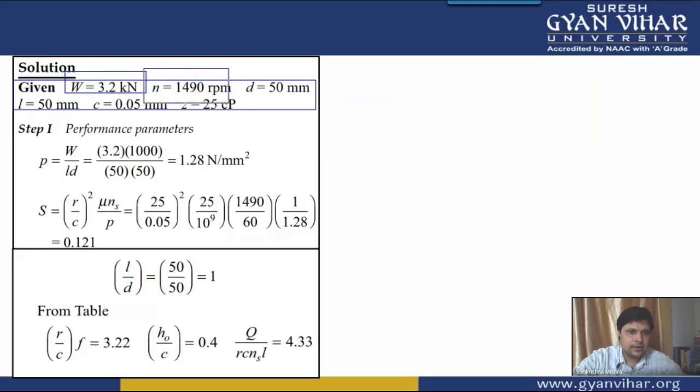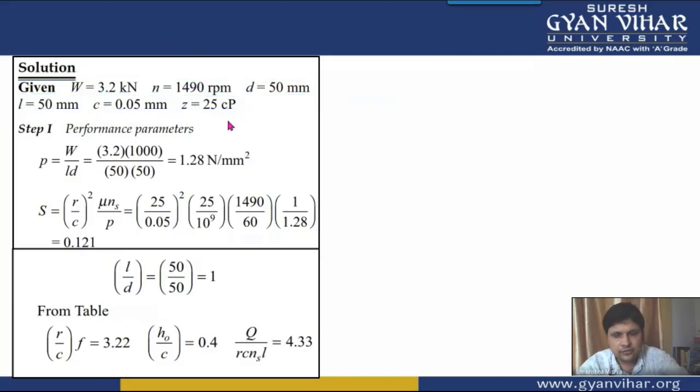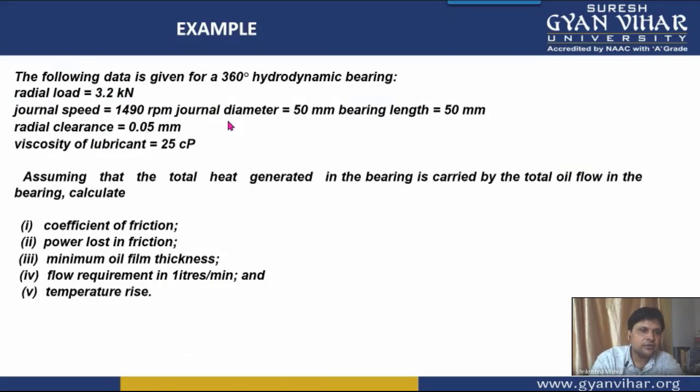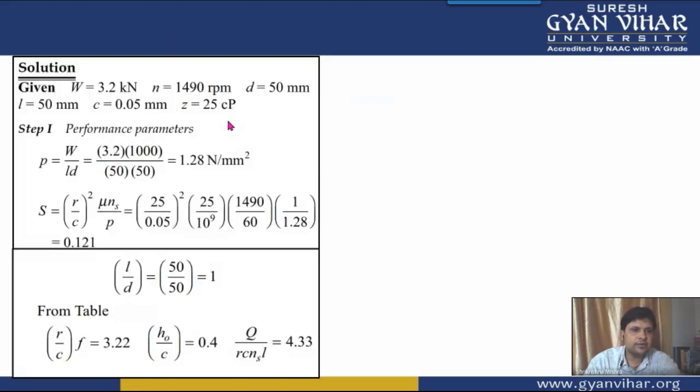Load was given to us, speed was given to us in RPM, diameter of the journal, length of the journal, diameter of the bearing, length of the bearing, clearance, and then viscosity was also given to us. Viscosity was 25 centipoise. Now, first of all, we will see what the values of the different performance parameters are. Like, first of all, what will be the pressure?